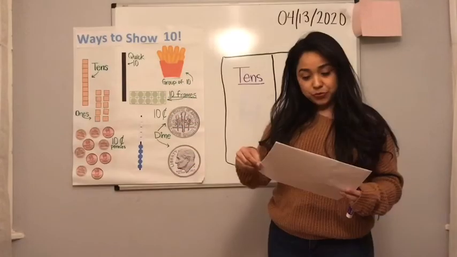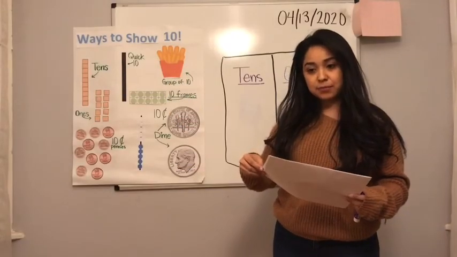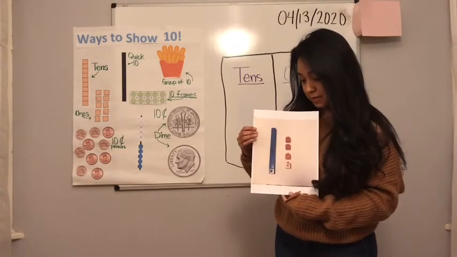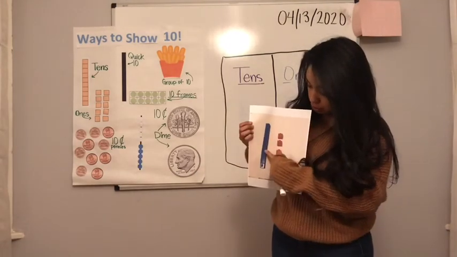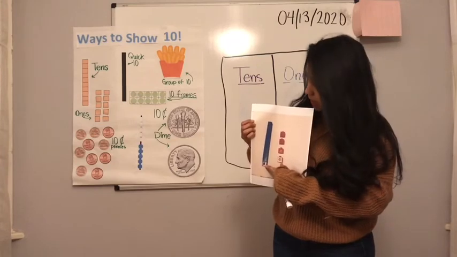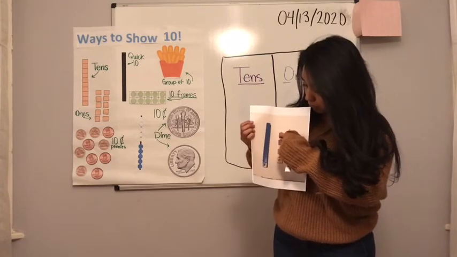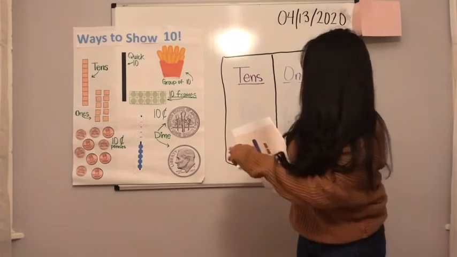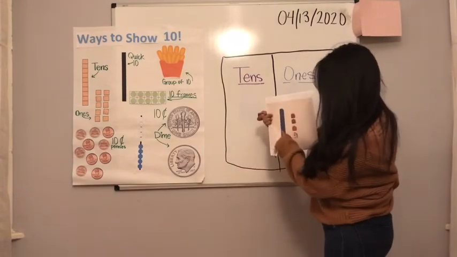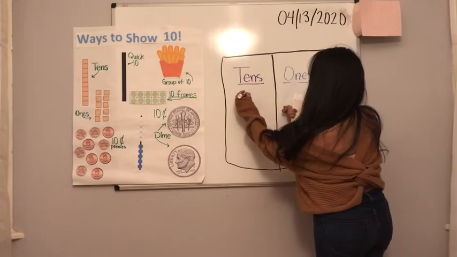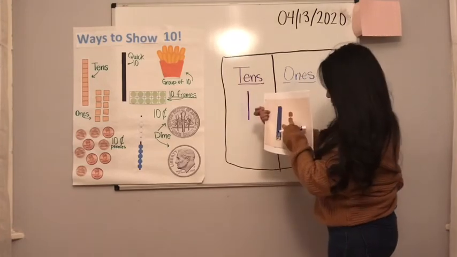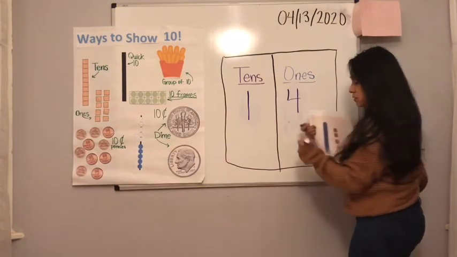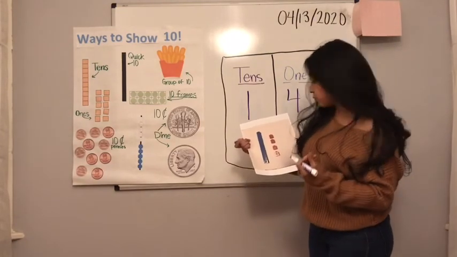So if you noticed, the number that I showed you on the screen looked like this. We had a long tens block and 1, 2, 3, 4 ones. So we have the long tens, we have 1 group of tens, and we have 1, 2, 3, 4. We have 4 ones. So the number we made is 14.